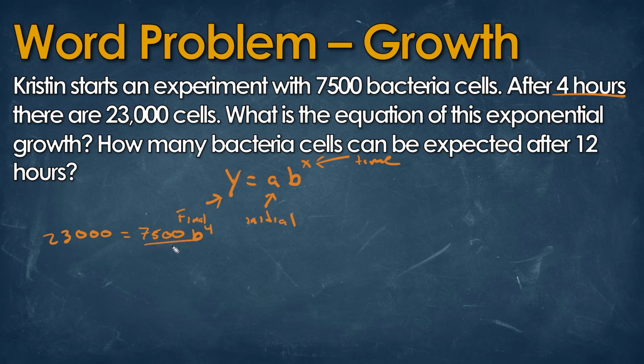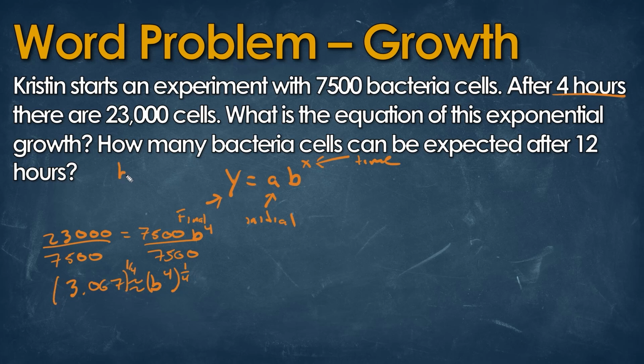So what we want to do is we want to get b by itself. So what we'll do is we'll get everything else, move it to the other side. So if we divide by 7,500, we're going to get approximately 3.067, and that's going to be equal to b raised to the 4th power. So for us to be able to solve for b, what we can do is we can take something called the fourth root, or we could do this where we actually raise it to the 1/4 power. And if we do it to that side, we'd have to do it to the other side as well.